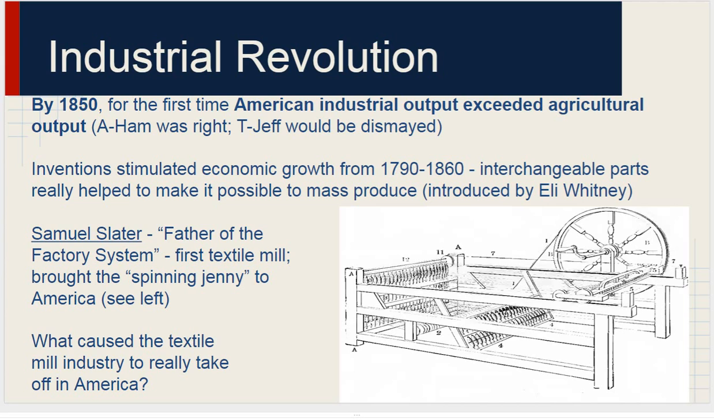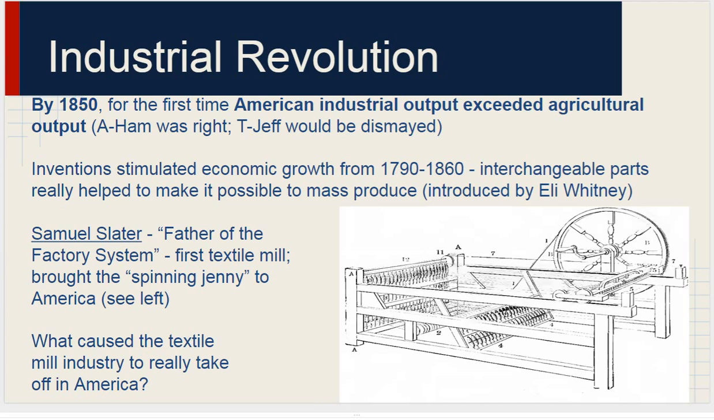However, Alexander Hamilton was right in that we were headed for a more diverse economy. And by 1850, this is definitely true. We have more industry than we do agriculture in terms of output. So that's significant. Now, what's stimulating this economic growth during this time period from 1790 to 1860?